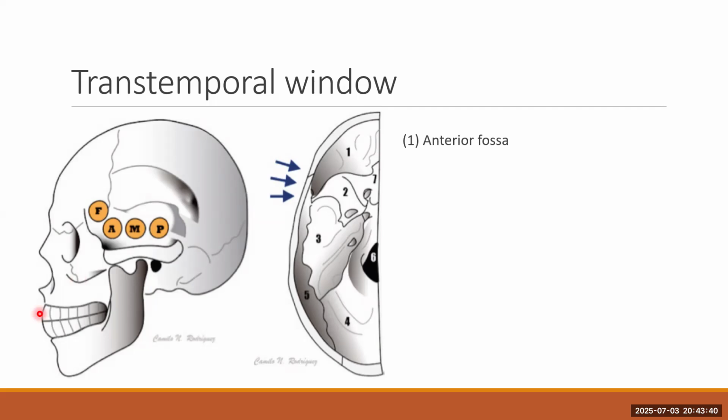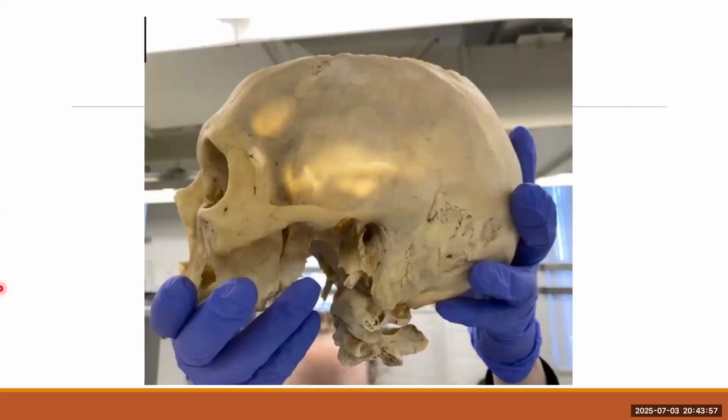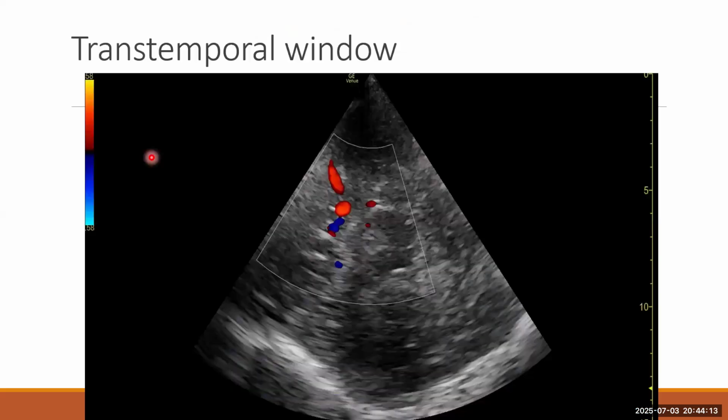One is the anterior fossa, 2 is the sphenoid bone, 3 is the middle cranial fossa, 4 is the posterior fossa, and 5 is the parietal bone. We are insonating through the temporal bone. 6 is the foramen magnum, and 7 is the clivus. If we put the half-broken skull against the sunlight, we can see this is what we use as an opportunity to insonate. The thinnest part of the bone is the temporal part, and hence we take this as an opportunity to insonate the vessels.